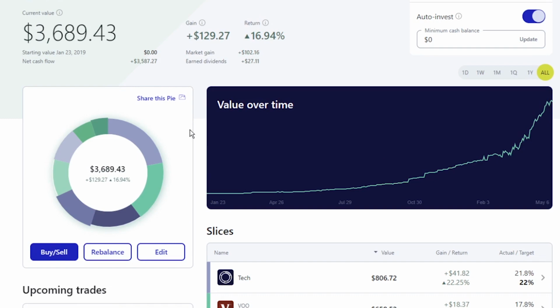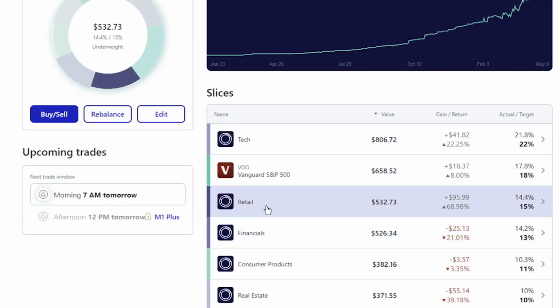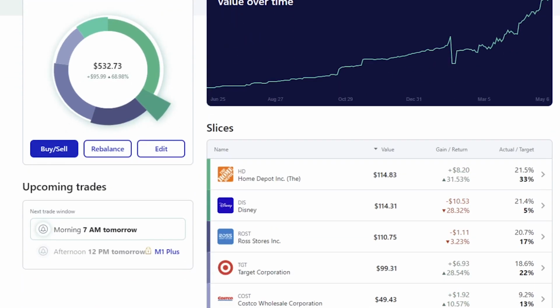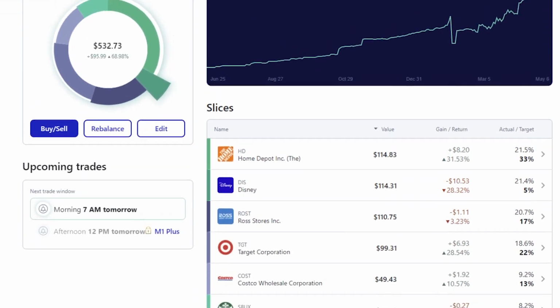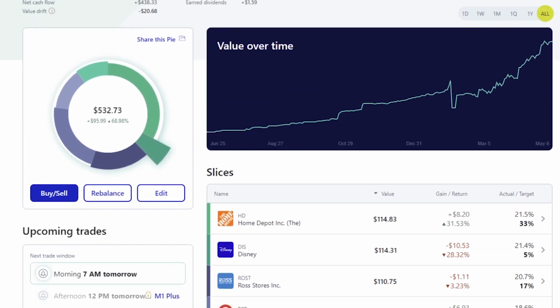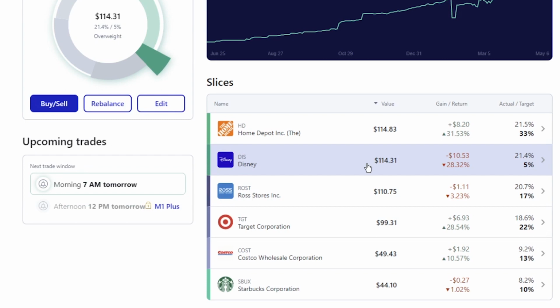But the other thing to consider too, if we go back into this retail pie, if I don't click the rebalance button, what is going to happen for this pie in particular is every time I'm depositing money into my overall M1 Finance account and money gets put into this retail pie, Disney is probably not going to get anything for a good while until this gets close enough to its actual target percentage. So you'll be able to see over time as you keep investing that less will go into Disney and more will go into everything else.